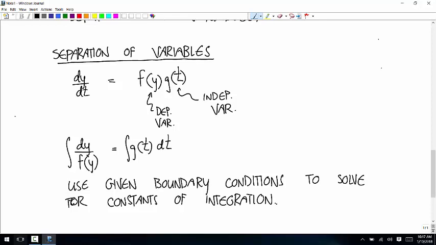Yeah, so sometimes it's initial. It doesn't have to be. It could be somewhere else in the domain of the independent variable. But yes, that's an example.